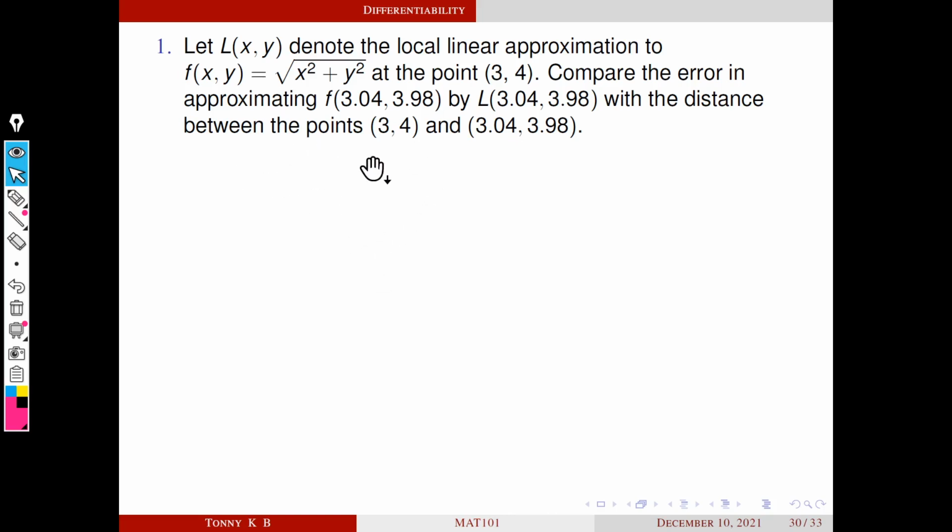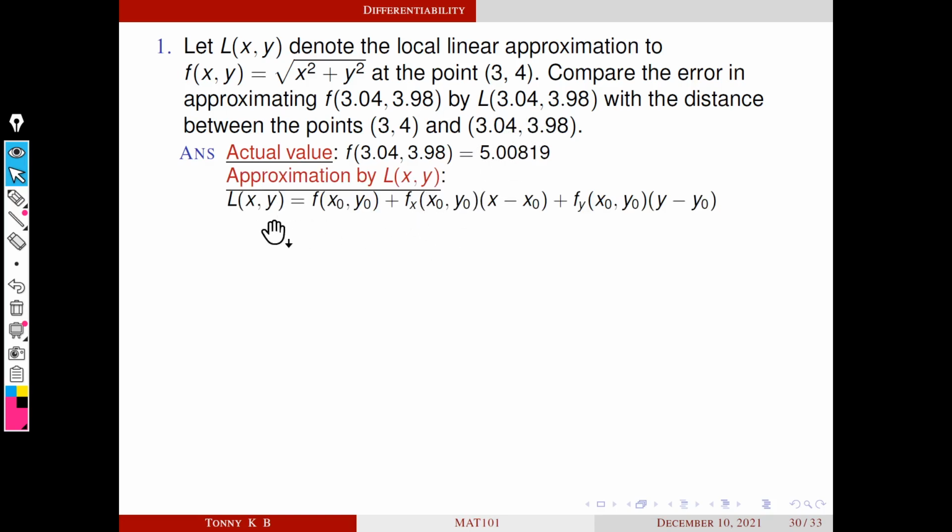Okay, so first we have to find the actual value, that means f of 3.04, 3.98. Because our function is known, simply substitute x by 3.04 and y by 3.98, that gives 5.00819. Next we have to approximate this function value using our Lxy. So first we have to find Lxy.